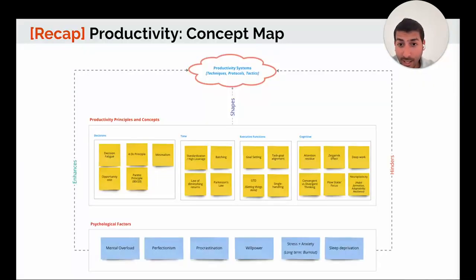But before that, a quick recap of the architecture diagram that we saw earlier, right? So going from the bottom to the top, we took a look at the psychological factors, right, which could either enhance or hinder your productivity system. And then you have a set of productivity principles that also help shape your systems. So it's good to keep this in the back of your mind as we talk about actual systems and techniques in the next few slides.